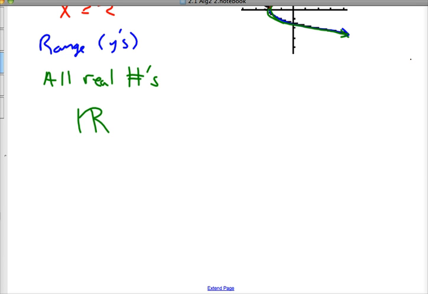That's it for our lesson on functions, whether or not a relation is a function or not, and domain and range.